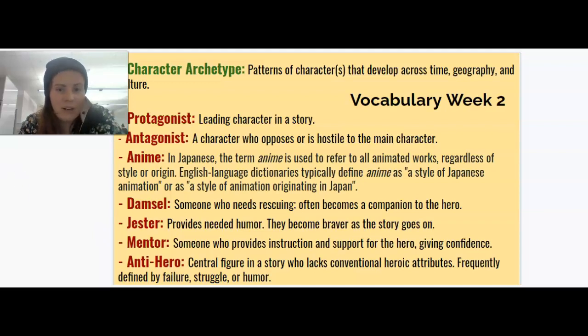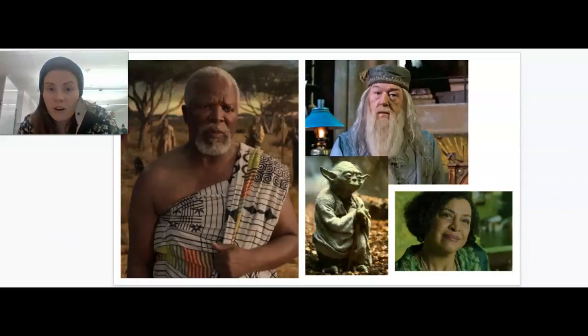Moving on, next one, mentor. Someone who provides instruction and support for the hero, giving confidence. So we've got T'Chaka from Black Panther, Dumbledore, Yoda, the Oracle from The Matrix. Remember, in the hero's journey, the mentor archetype often enters at that initiation stage. You're into the special world, now you need a guide. This could be a coach, this could be a good friend, a family member, a parent.